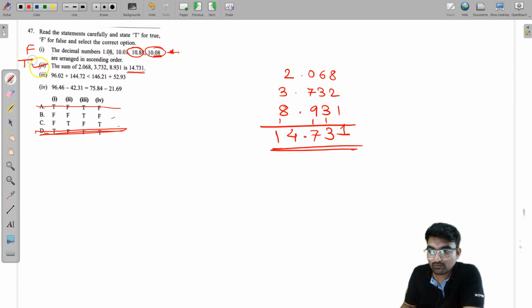So this is true. Now false, true. Okay, the only option left is C. So we don't have to check the remaining two conditions at all because there's only one option, right? Now, next question.